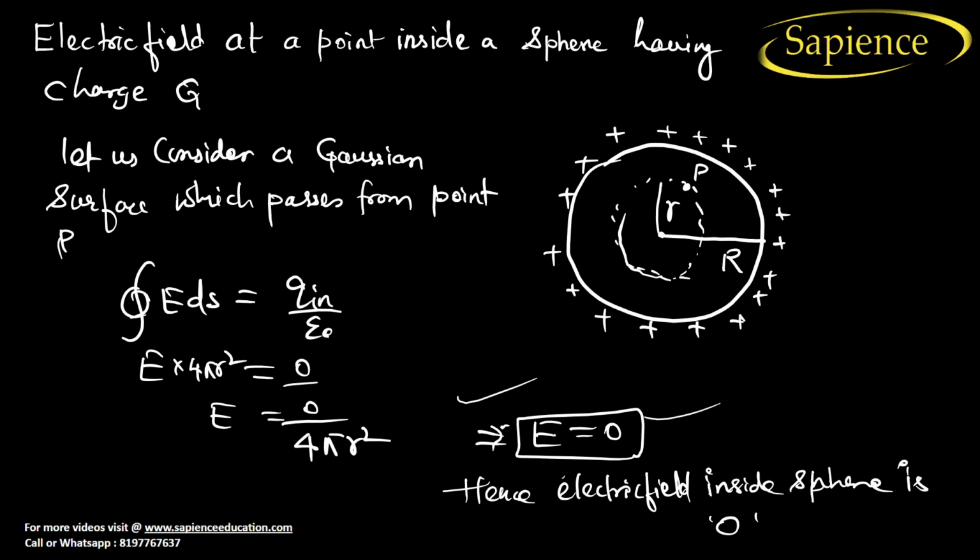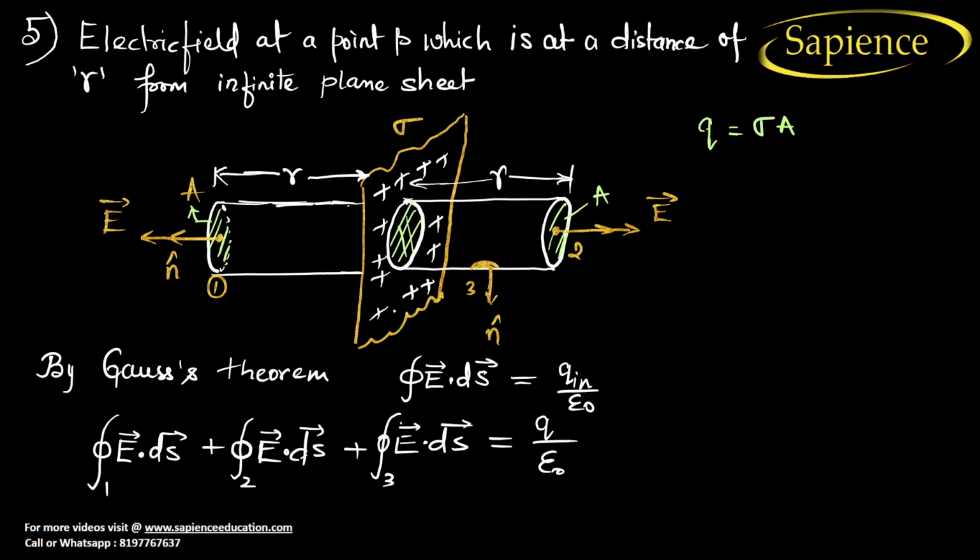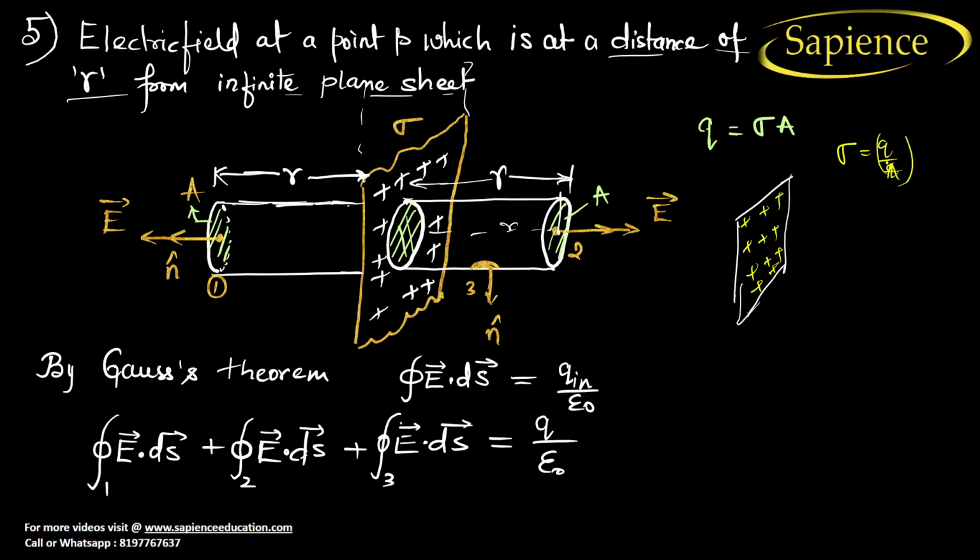Now see here, the same thing I have already written. The fifth one is the electric field at a point P, which is at a distance of r from an infinite plate sheet. Plate sheets are infinite. We don't know where it extends, but I want to know the electric field at a point. Let us consider this point, right? This is the point P, which is at a distance of r. So can we make the Gaussian surface like this? See, earlier this plate was like this, right? And this plate has charge, and it has a charge density sigma equal to q by A, right?